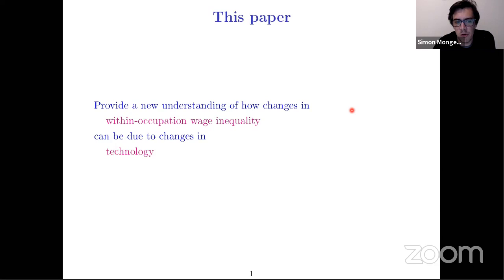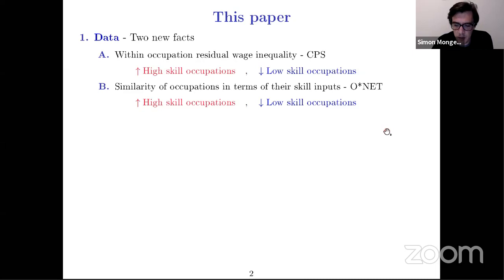The paper is going to have two main components, a data component and a theory component. I'll go through the data first. We're going to present two new facts. The first is that within occupation residual wage inequality, which we'll show is the largest component of wage inequality, has starkly differential trends for workers in low-skill occupations and workers in high-skill occupations. It's gone up a lot for workers in high-skill occupations.